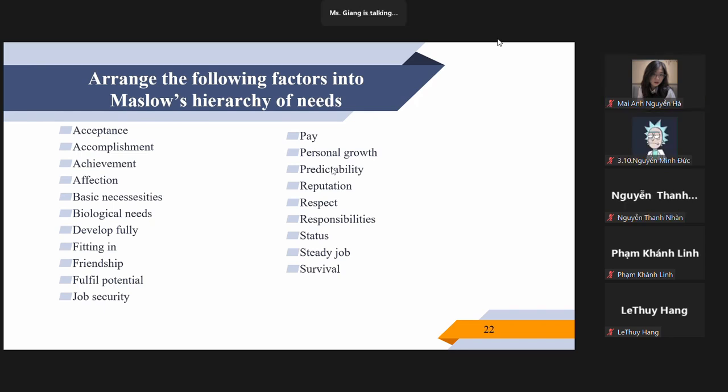How about existence needs? One more thing I want to change is achievement belongs to the esteem niche. However, accomplishment belongs to self-actualization.